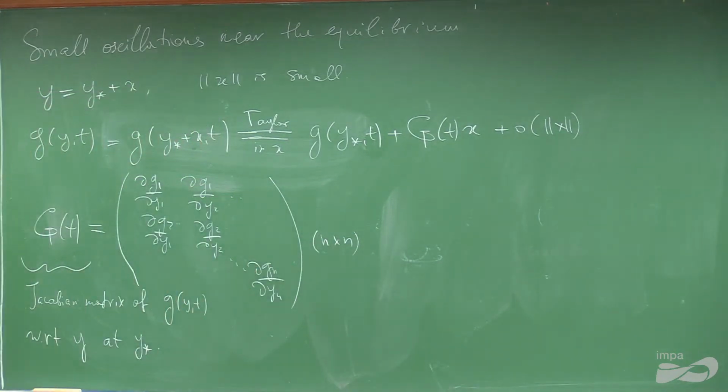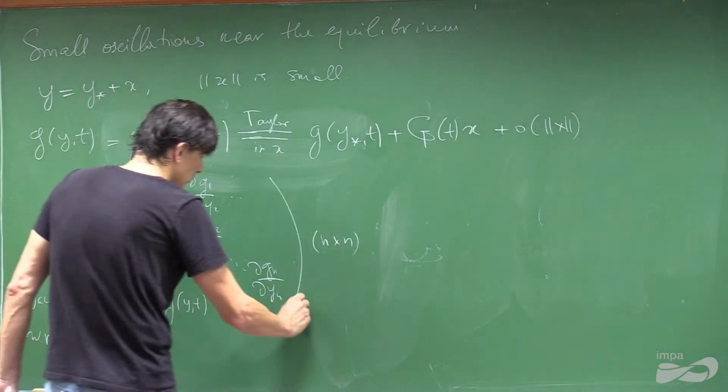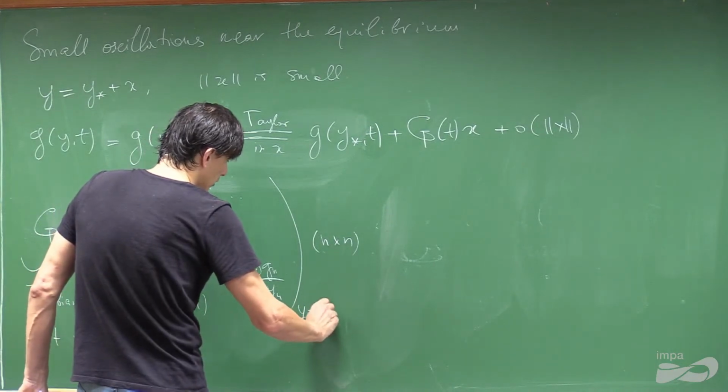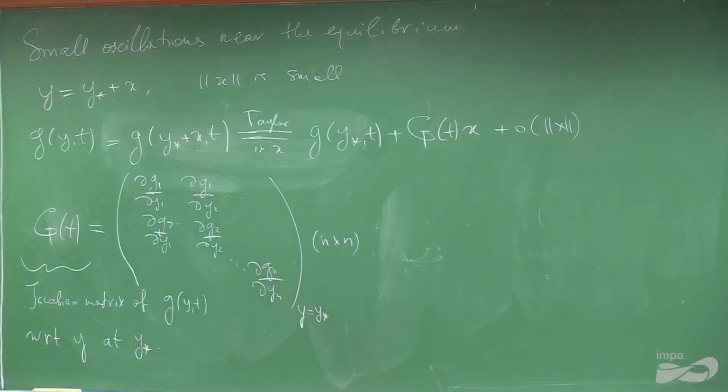N by n matrix of derivatives, and it's taken exactly at y star, but still there is a t variable. So the t variable remains untouched. So that's why the Jacobian matrix, you do this at every time. So every time you get a different Jacobian matrix.